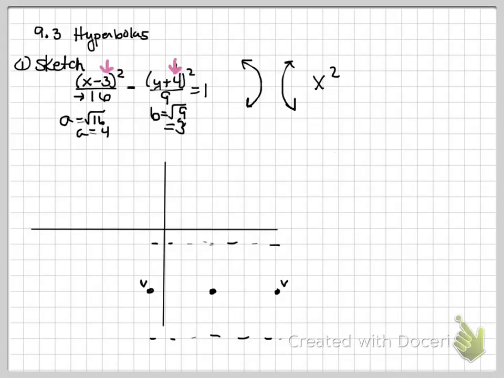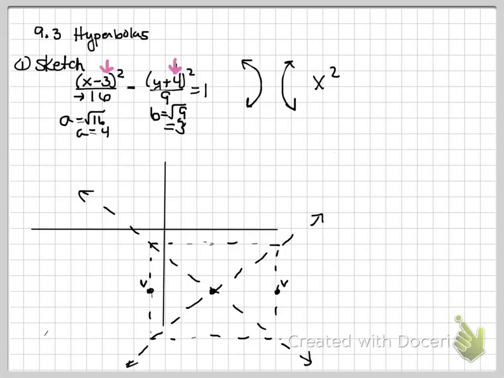Okay. Now where our vertices are, we can actually close this, and sometimes this is called the box method. It's whatever way you want to find it. Because the corners of the rectangle that we've formed, that's where our asymptotes go through. So I'm going to sketch our asymptotes. There's the first one. There's the second one.